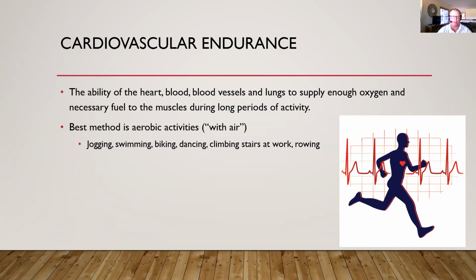This is the ability of the heart, blood vessels, and lungs to supply enough oxygen and necessary fuel to the muscles during long periods of activity. The best way to work on your cardiovascular endurance is aerobic activities, which we consider with air. So you need plenty of oxygen when you're doing cardiovascular activities. Some examples are jogging, swimming, biking, dancing, possibly climbing stairs at your work, doing a rowing activity. So these are sustained activities that usually require large amounts of oxygen in order to participate in those activities.